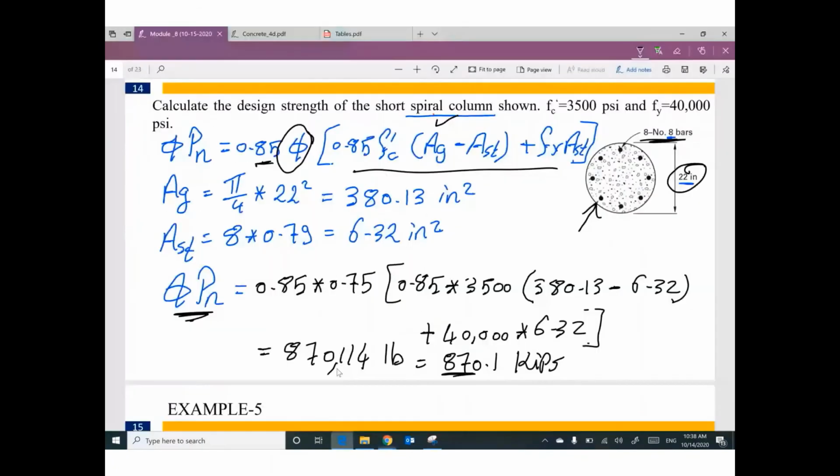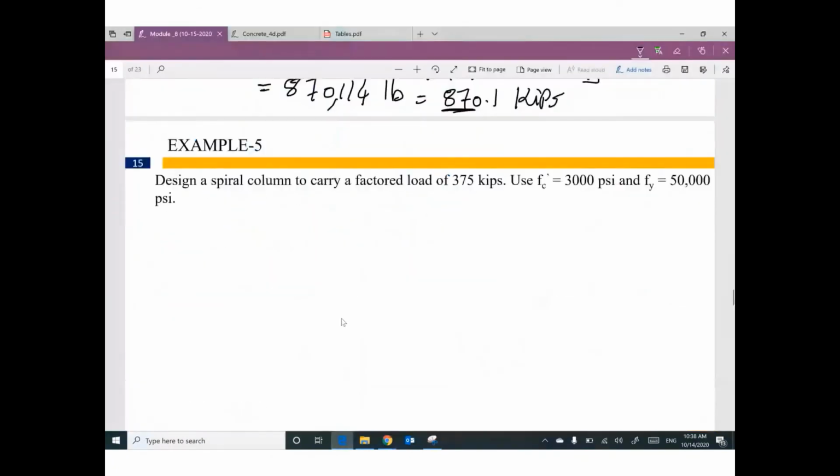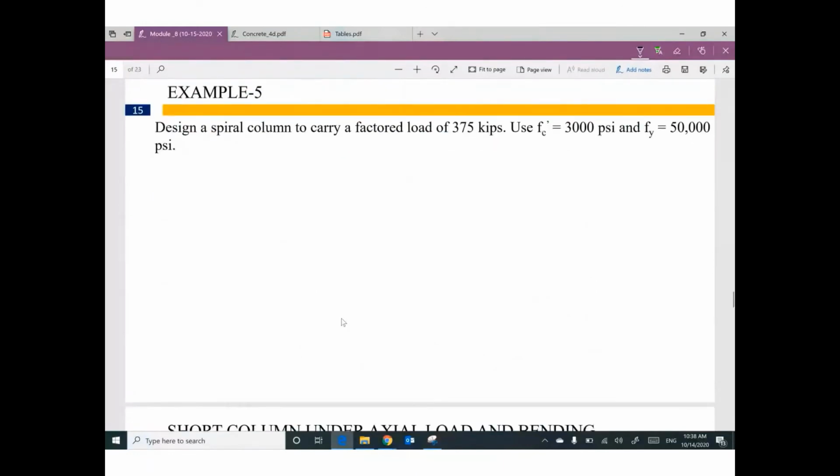Looks good. We need to design a spiral column to support a factored load. One of you will ask me, factored load? Factored means this value is multiplied by the factors, 1.2, 1.6, and these factors. But is this value dead load? Is it live load? I don't care. It's a factored load. So we have P ultimate equal 375 kip.